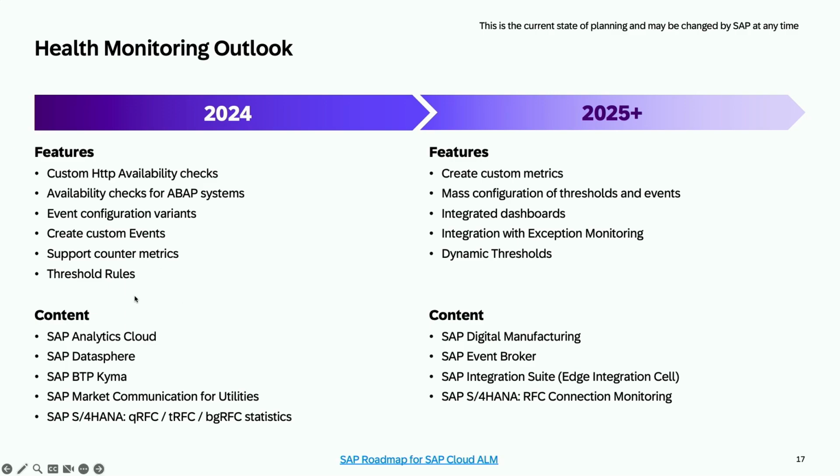Threshold rules is something which many customers also ask about. They say, in general, I want to monitor all my file systems, but not the file systems starting with /net or /mount, because they don't belong to the system. So we'll have the possibility to define exceptions from the thresholds for different labels. These are the things we are currently working on, which are hopefully all planned for this year. Also content: Analytics Cloud, Datasphere, Schema, market communication for utilities, and also QRC, TRC, BGRC on the S4HANA side. This was all asked by customers.